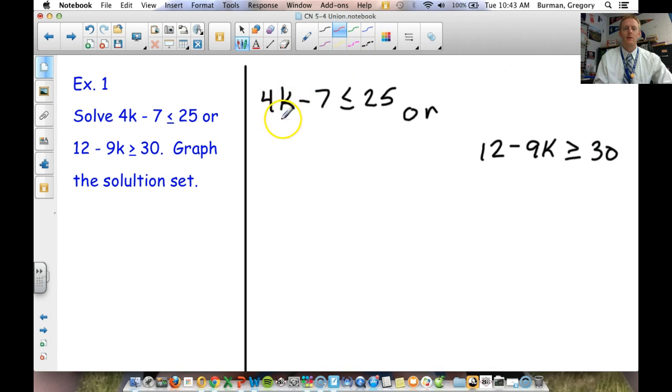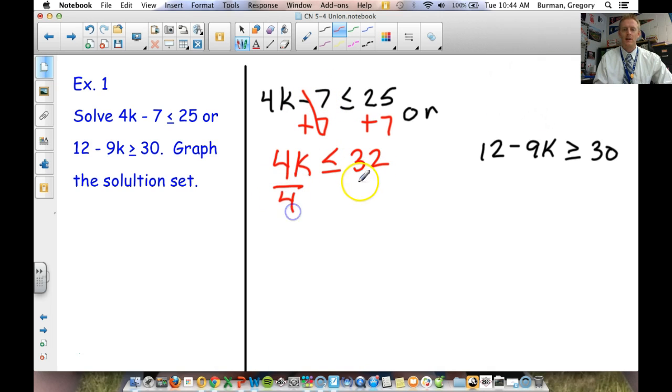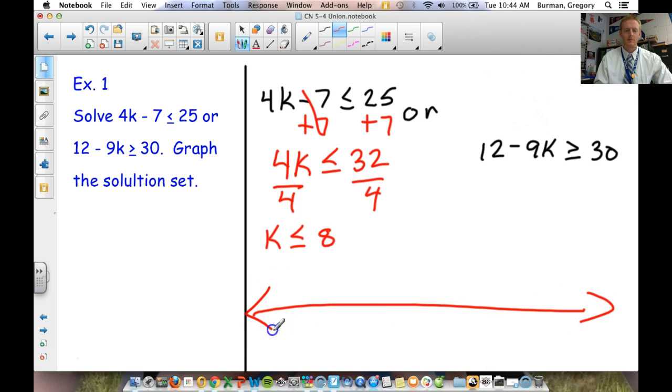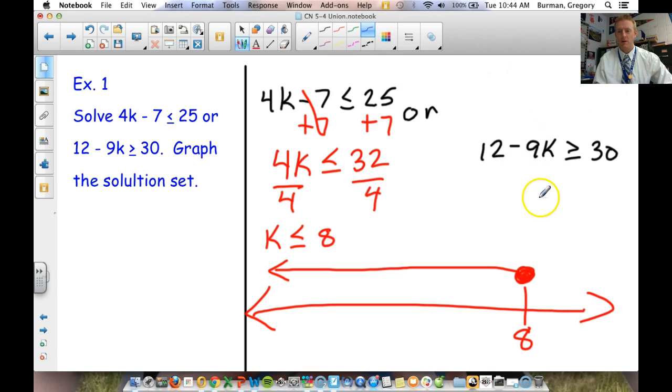To get the k by itself, we have to first, just like our normal multi-step equations, get rid of the addition or subtraction. So we're left with 4k is less than or equal to 32, because the opposite of minus 7 is plus 7. Then we'll divide both sides by 4, and k is less than or equal to 8. So on my number line, I have an 8 over here, closed circle, and k is less than or equal to it.